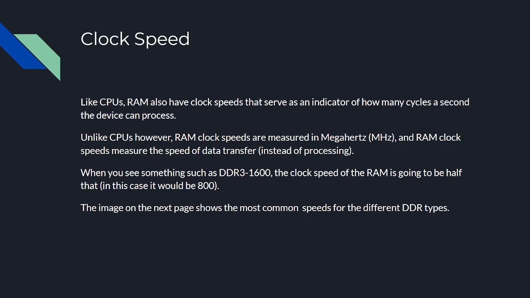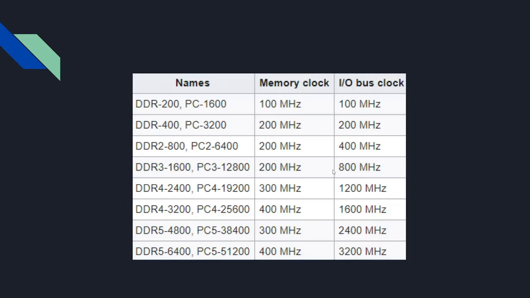So, clock speed. Like CPUs, RAM also have clock speeds that serve as an indicator of how many cycles a second the device can process. Unlike CPUs, however, RAM clock speeds are measured in megahertz, MHz, and RAM clock speeds measure the speed of data transfer instead of processing. When you see something such as DDR3-1600, the clock speed of the RAM is going to be half that. In this case, it would be 800. The image on the next page shows the most common speeds for the different DDR types.